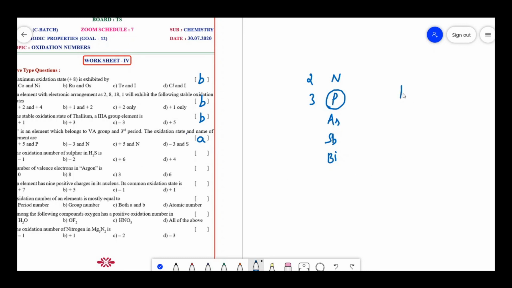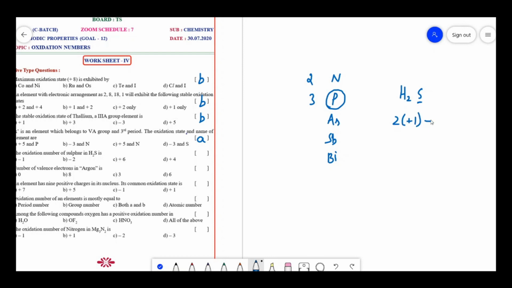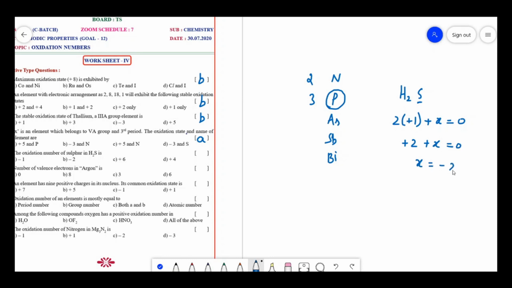The oxidation state of sulfur in H2S is... So H2S means we have to calculate sulfur. Hydrogen: 2 into +1, plus x equal to 0. So this is +2 plus x equal to 0, and x is equal to -2. So the answer is B.